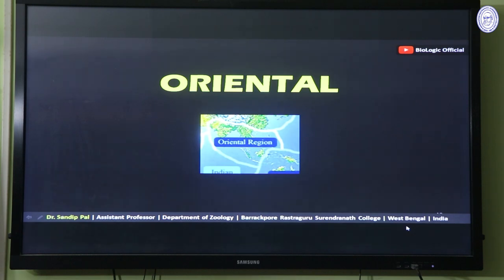And one thing I need to mention, that Oriental realm is demarcated from Australian realm by a line which is called Wallace line. There are no such barriers between this realm, but Sir Alfred Russel Wallace, the famous scientist who worked at this place, demarcated this region between two islands just 30 kilometers apart, that is Bali and Lombok, and published a paper that Bali portion comes under Oriental realm and Lombok portion comes under Australian realm. And after that, after his name, it is called Wallace line.